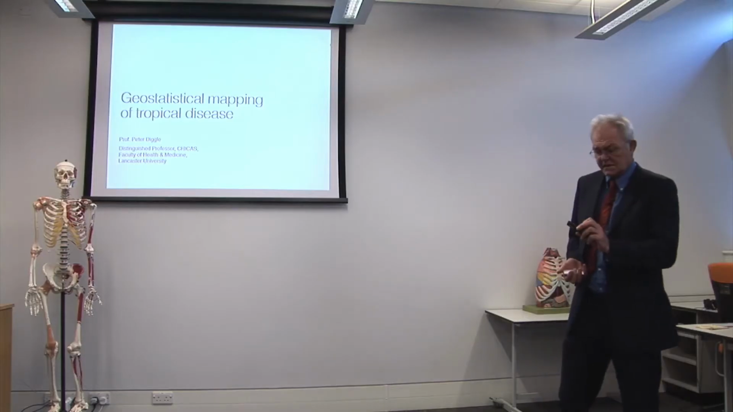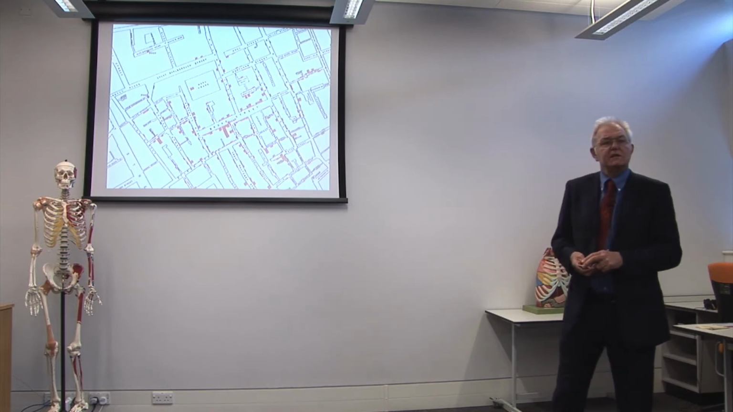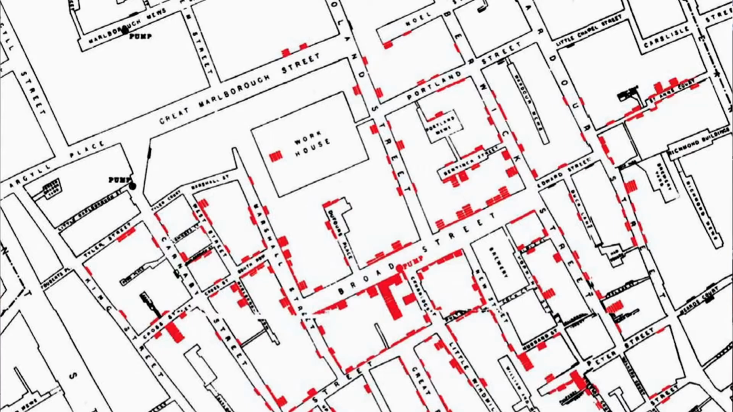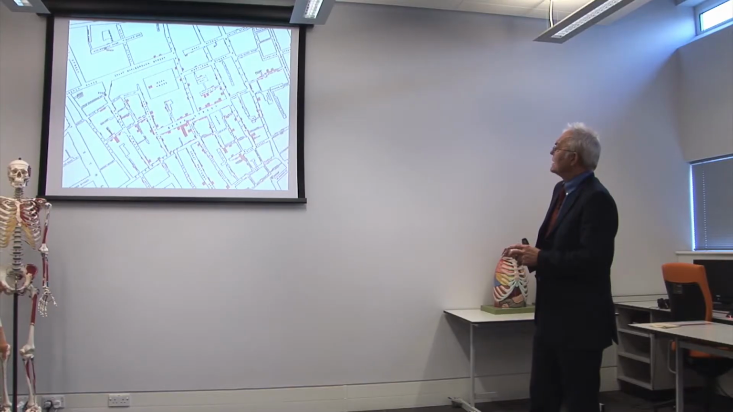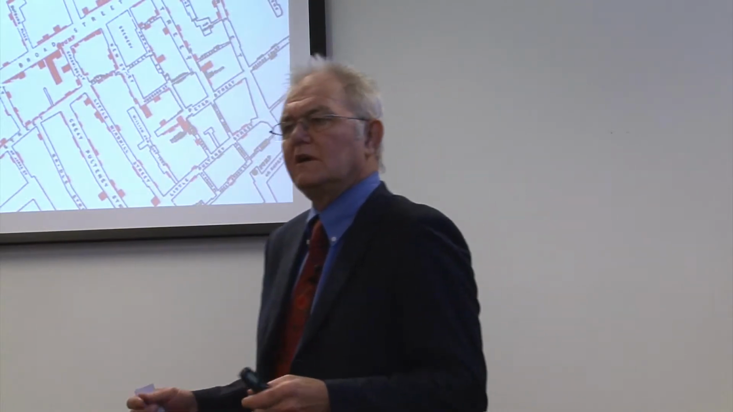To set the scene historically, we can go back to the mid-19th century in central London. This is Soho, which some of you will know for reasons other than public health. At the time, around the mid-19th century, there was a major cholera epidemic in this part of London. And the prevailing wisdom back then was that cholera was spread through contaminated air that people breathed.